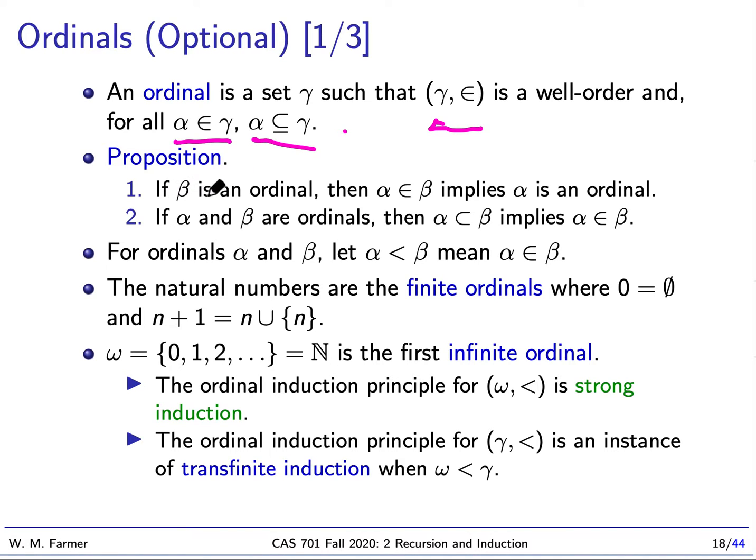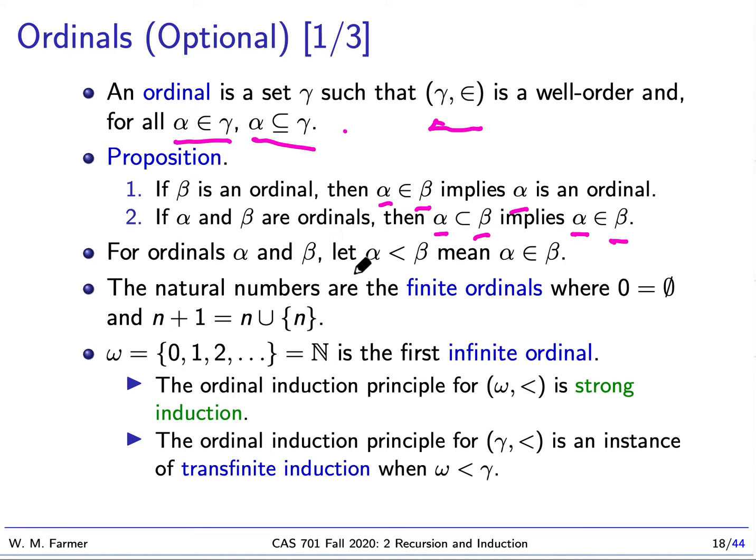Okay, so we get a proposition we could pretty easily show: if we have a member alpha of an ordinal, then alpha itself will be an ordinal. And if we have an ordinal that is a strict subset of another ordinal, then it will necessarily be the case that that ordinal is a member of that other ordinal. Alpha is a member of beta. So you see, ordinals have a lot of structure.